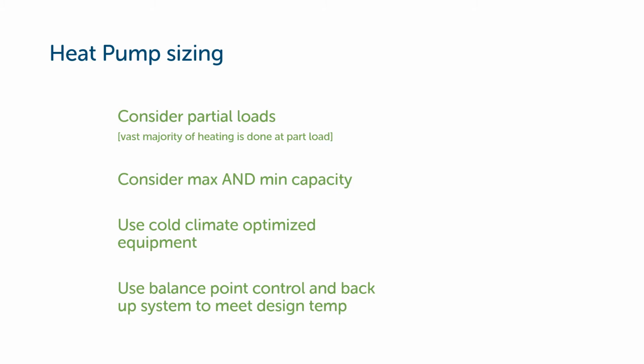Consider the max and the minimum capacity of the heat pump. So that gives us the range in which it can operate and how low it can turn down. We want to use cold climate optimized heat pumps in order to be able to make heat in cold temperatures. And we want to use a balance point control and a backup system to meet our design temps.